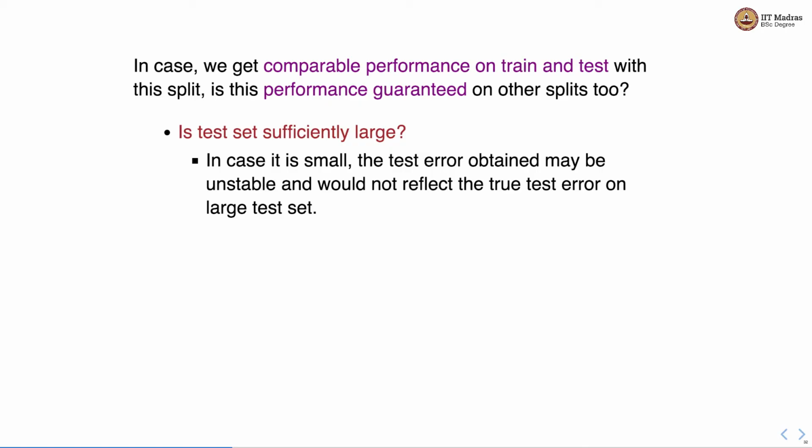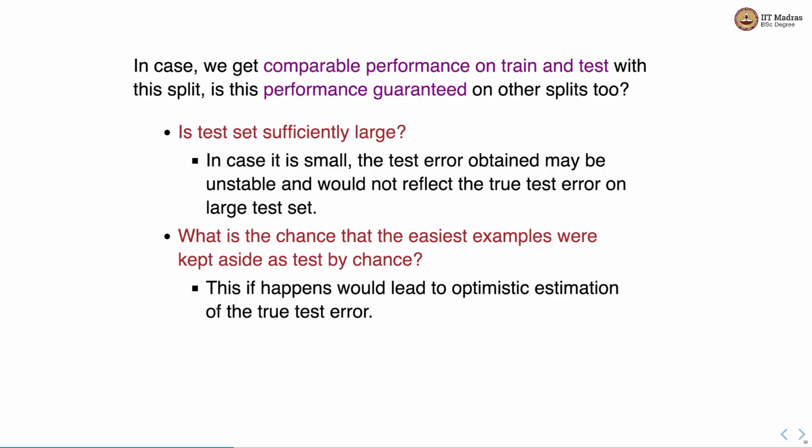So there are a couple of questions. Is the test set sufficiently large? In case the test set is small, the test error obtained may be unstable and it would not reflect the true test error on a larger test set. The second question is, what is the chance that the easiest examples were kept aside as test? If this happens, we would get an optimistic estimation of the true test error.